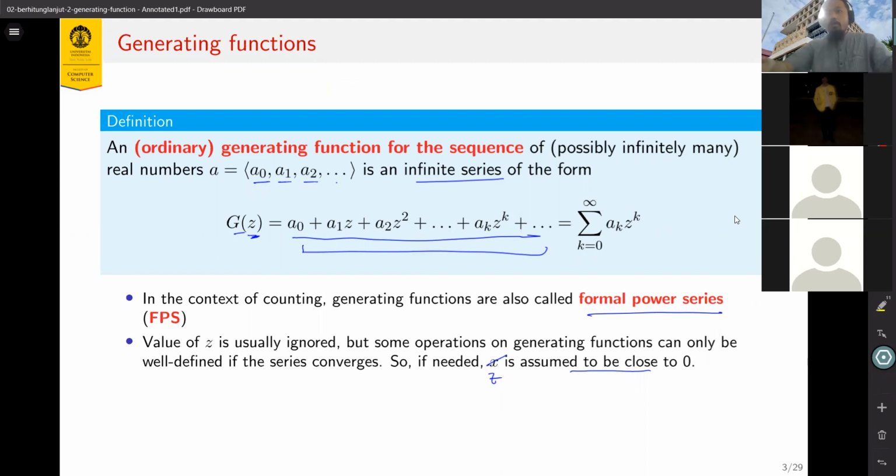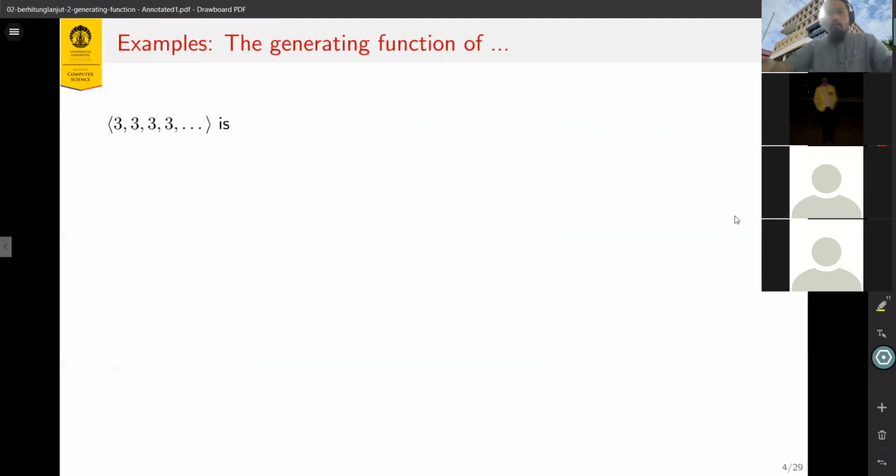All right. Now, how do we use that, right? So first, let's consider this infinite sequence. What is the generating function of this sequence? Can you guess? Can anybody guess?